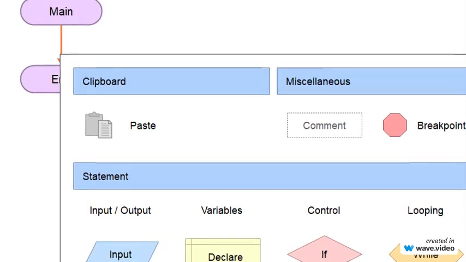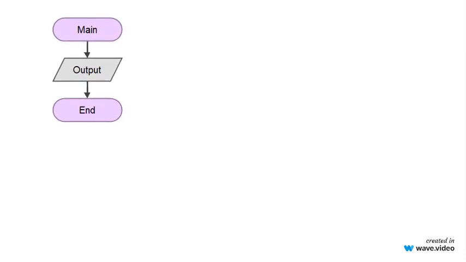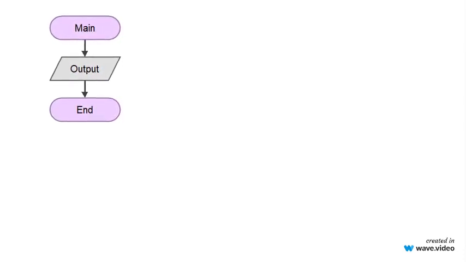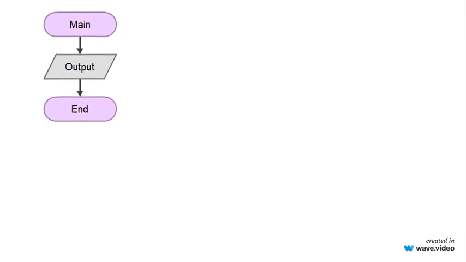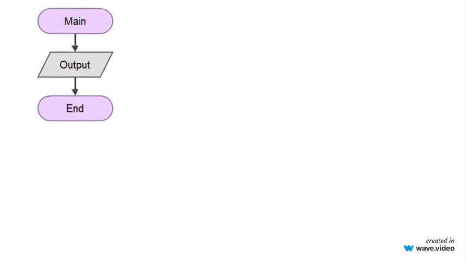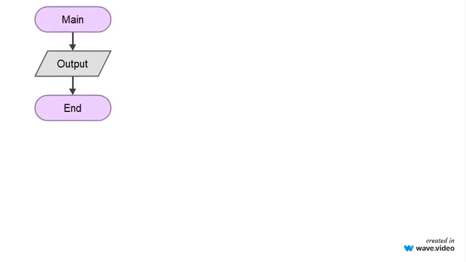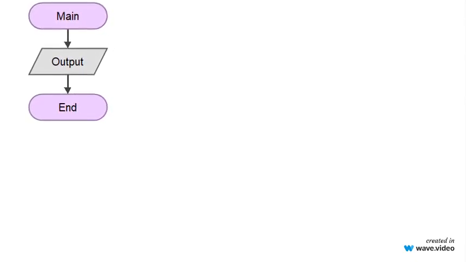Now your flowchart contains an output shape. Currently, it is displayed in gray. In Flowgorithm, any shape that is gray is incomplete. This means that the shape needs some information before it can work. You need to tell Flowgorithm what you want it to output. This can be anything from the result of a calculation to a text message.